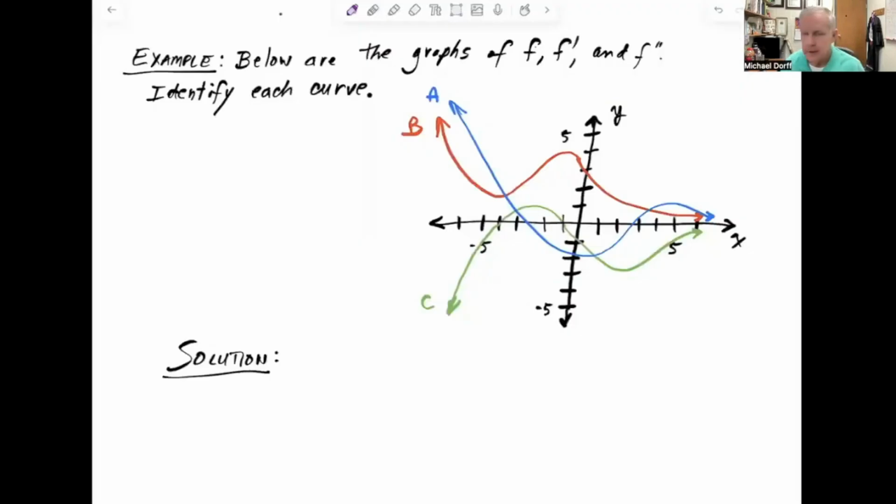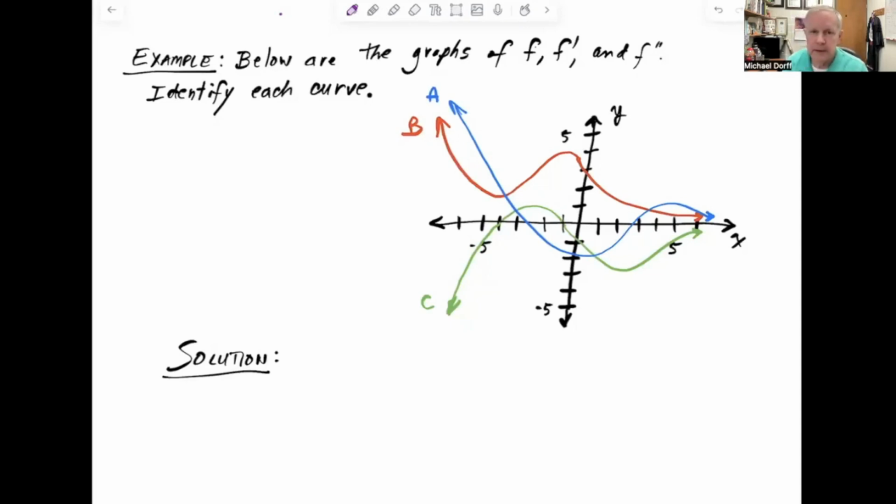Now that we've talked about first derivatives, second derivatives, and other derivatives, let's look at an example of a problem that we could do. All right, so here we have the graph of a function, its first derivative, and the graph of its second derivative. And we don't know which is which, but we need to determine which of these lines, A, B, and C, the blue, red, and green one, are the function, the first derivative, and the second derivative.